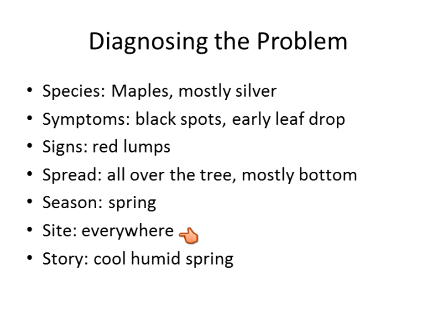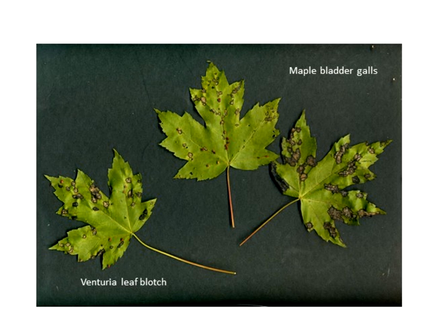Well, it was all over, but it was mostly on the bottom. It was in the spring. It was on like every tree in the county. But the story was it was a cool, humid spring. And what it wound up being was these little black spots, little leaf spots that you see there, wound up being called Venturia leaf spot.